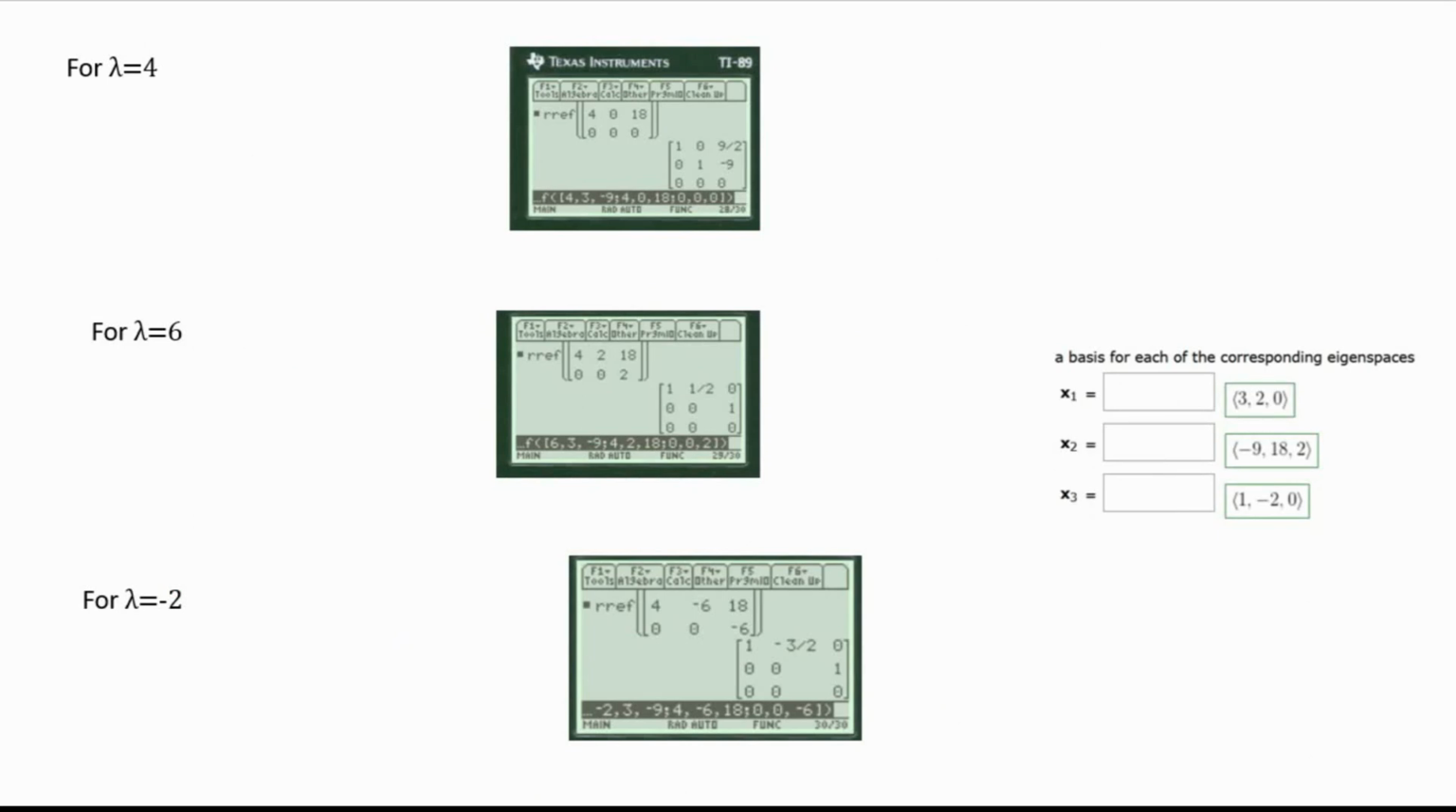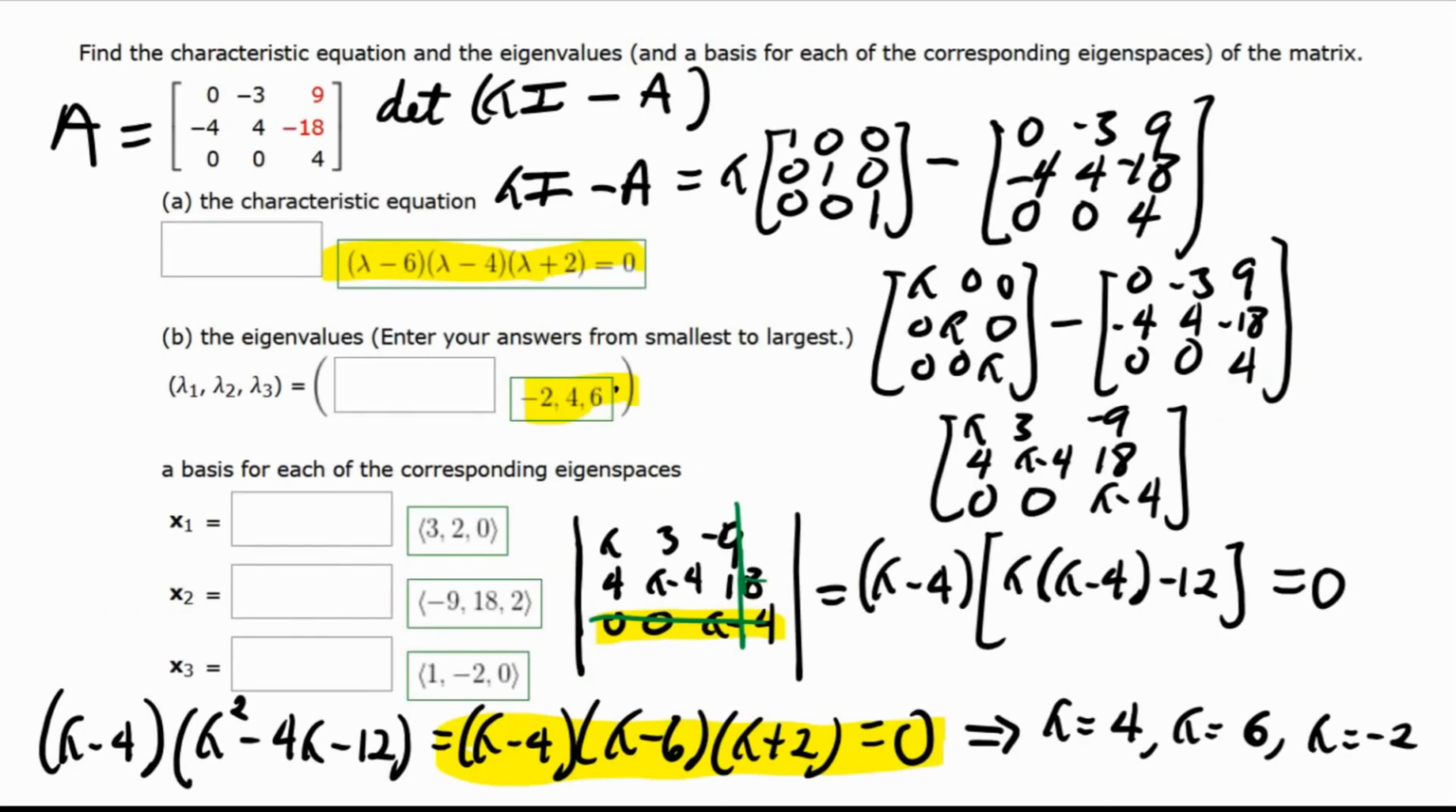So take lambda equal to 4, and notice how my order would be out of order from how he has it. He's starting off with negative 2, 4, and 6. It looks like he always says enter your answers from smallest to largest. Well, that's good to know. I didn't see that, so that's good. So now we know his order.